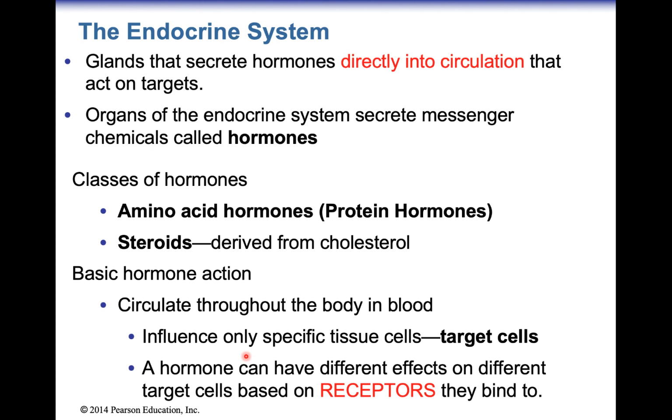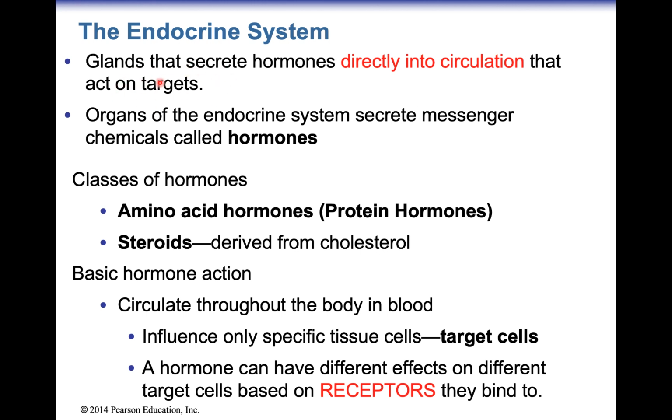So, what exactly are hormones? Well, hormones are just chemical messengers. These chemical messengers, their key characteristic is that they have to travel through the blood. So, they go directly into circulation until they reach their target receptor.